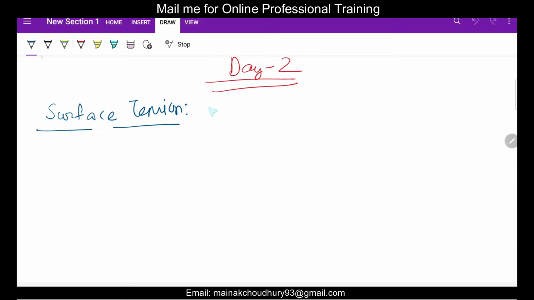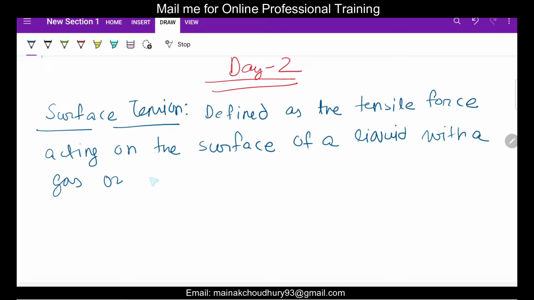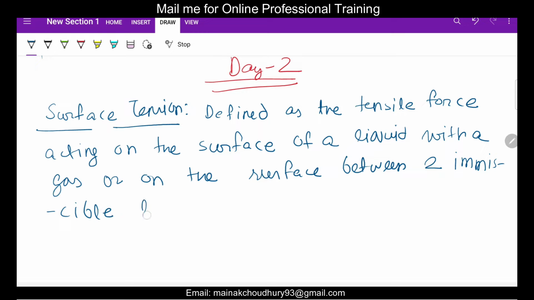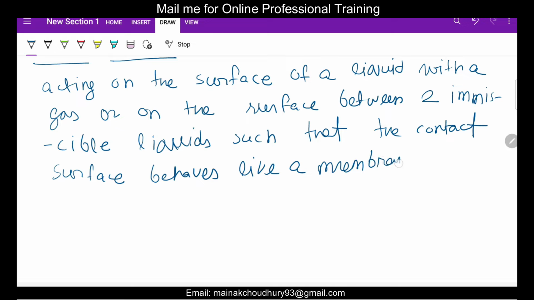Okay, so surface tension can be defined as the tensile force acting on the surface of a liquid with a gas, or on the surface between two immiscible liquids, immiscible meaning these liquids cannot be mixed, such that the contact surface behaves like a membrane under tension.